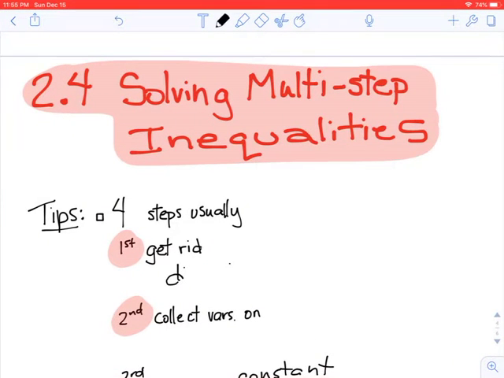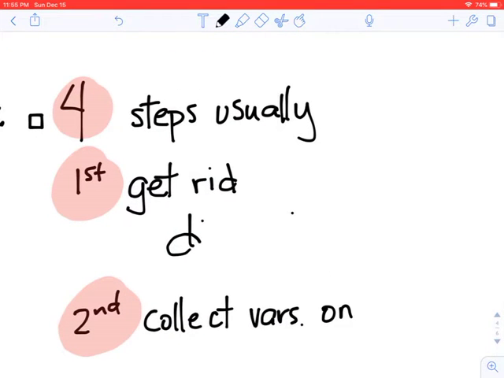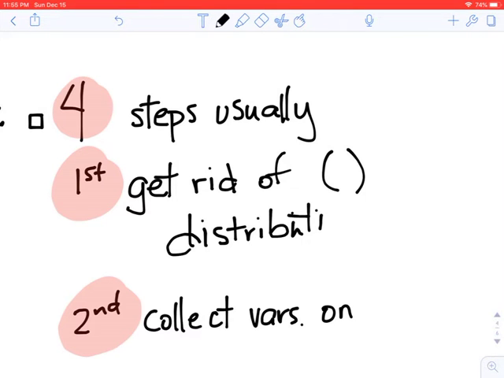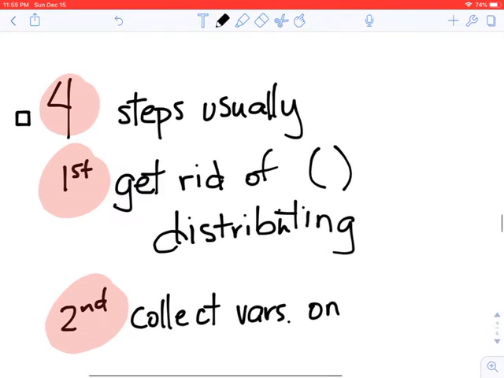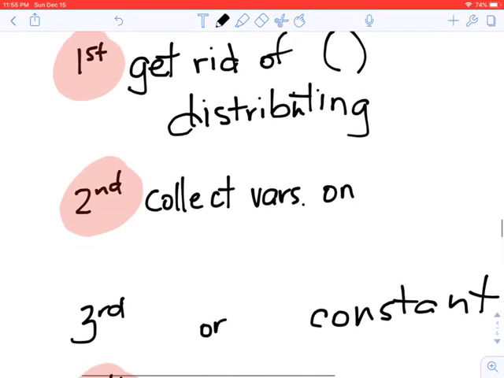Okay, today's lesson 2.4 is solving multi-step inequalities. There usually are 4 steps to solving each of these problems, at least the more difficult ones. The first step is to get rid of parentheses. And we do this by distributing, which usually means to multiply across a set of parentheses. The last example will have that.